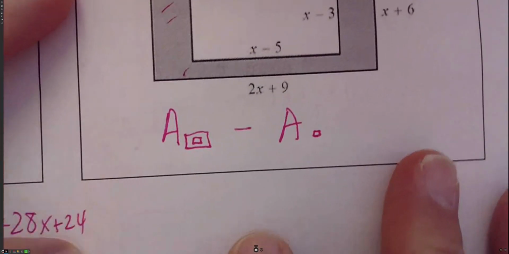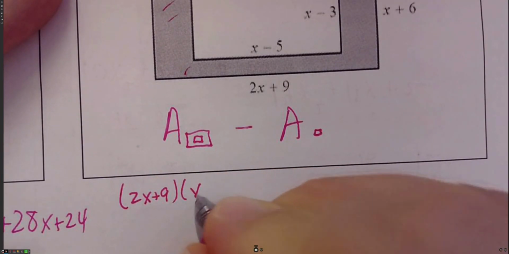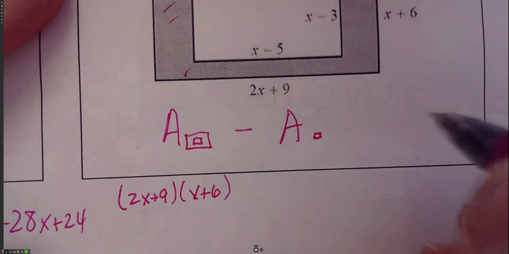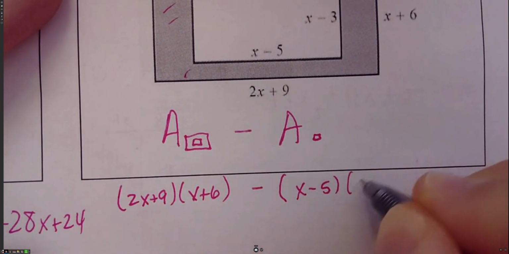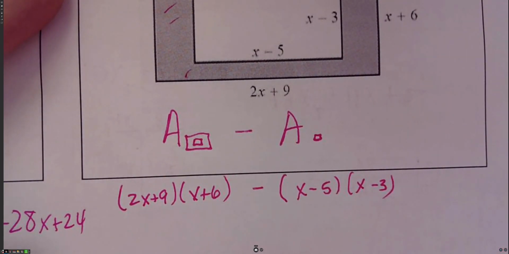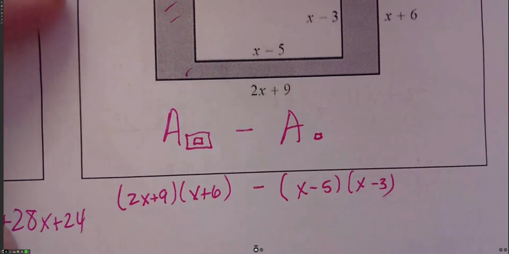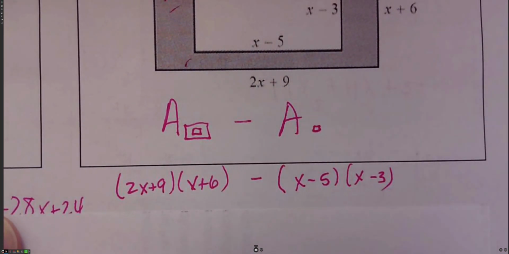So I need to find the area of the whole thing. The area of the whole thing is 2x plus 9 times x plus 6. And then the other part is going to be x minus 5, x minus 3. Why don't you just do times? Why do we have to put these in parentheses? Well, I know why, but normally would you just multiply? So if I just put multiplication, this is a side note, you don't need to write this down, but he's saying if I just put times in between these, what does that look like?